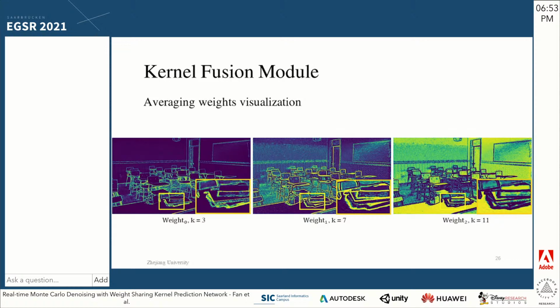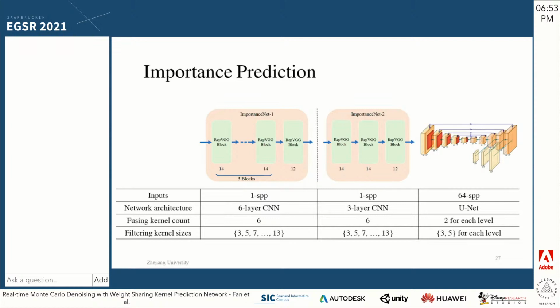We have two network architectures for denoising one SPP input in real time. Our network architecture builds upon the recent work RepVGG block, which could be considered as a simple 5x5 convolutional layer here. Please refer to our paper for more information about this. The first network has 6 convolutional layers, and the optimized one has 3 convolutional layers. For both networks, we predict 6 importance maps and 6 corresponding weight maps, which is a 12-channel output. We construct a sequence of odd-sized filtering kernels to be fused from size 3 to 13.